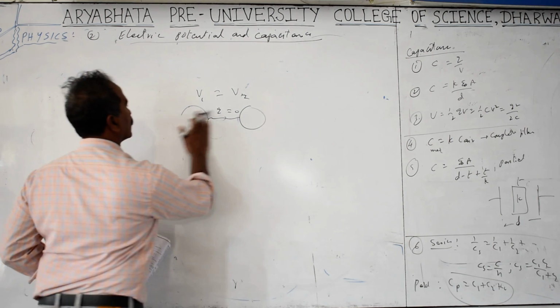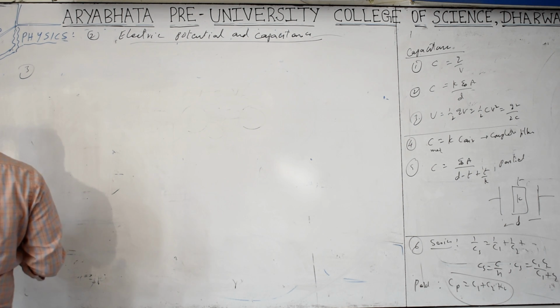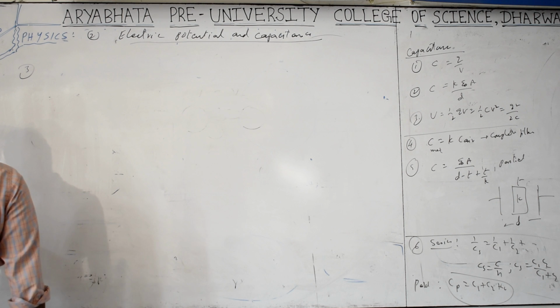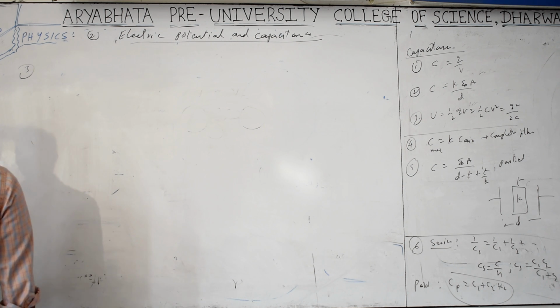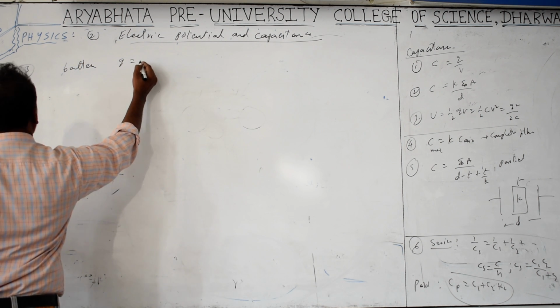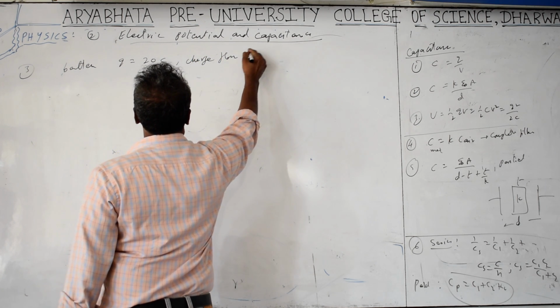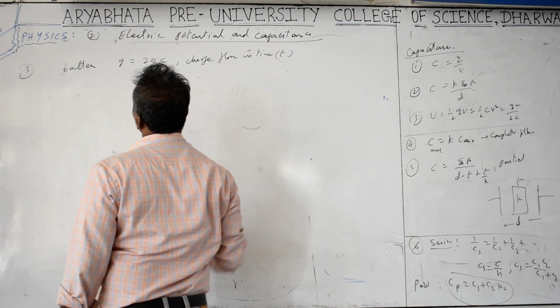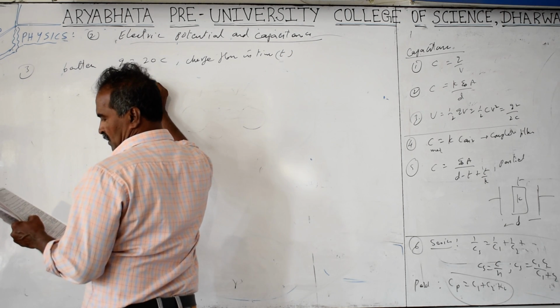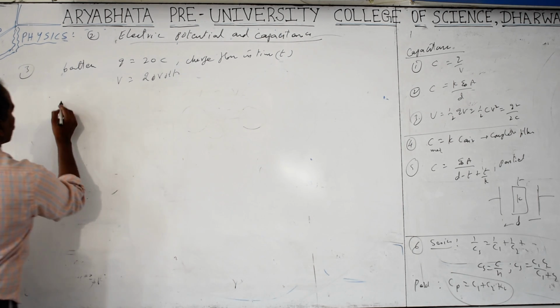Next, third one. It is given some problems. In the circuit, 20 coulombs of charge passed through the battery in the given time. The plates of the battery are maintained at a potential difference of 20 volts. What is the voltage of the battery? In the case of the battery, the charge passed is 20 coulombs, flowing in time t, and the potential difference is also 20 volts. What is the energy or work done by the battery?